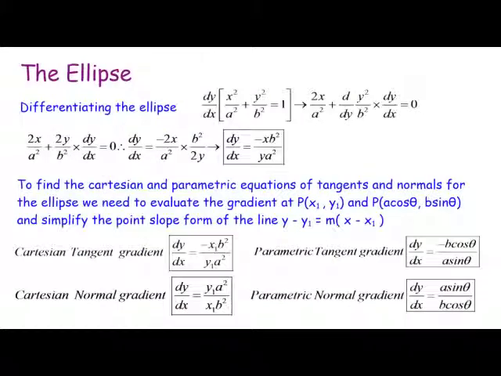Now, how do we find equations of tangents and normals? Well, this is fairly involved. We need to basically differentiate the ellipse. Implicit differentiation, I think, is the easiest way to go. Get an expression for dy/dx, and then put in x1, y1, or if you want the parametric one, a cos theta and b sin theta.